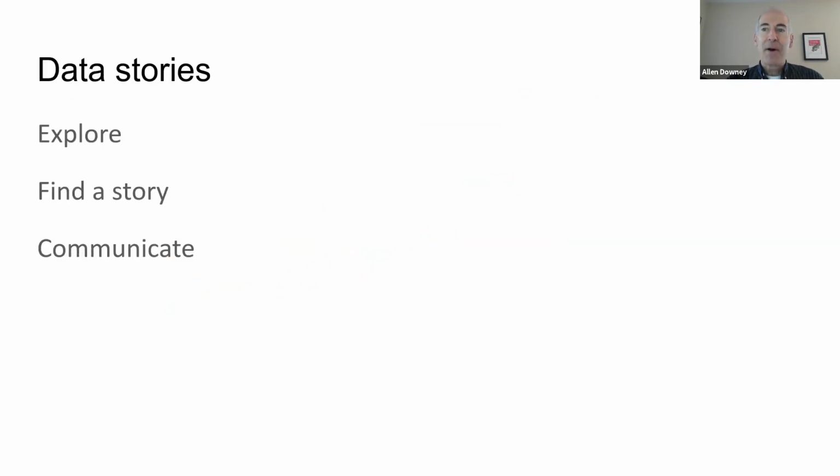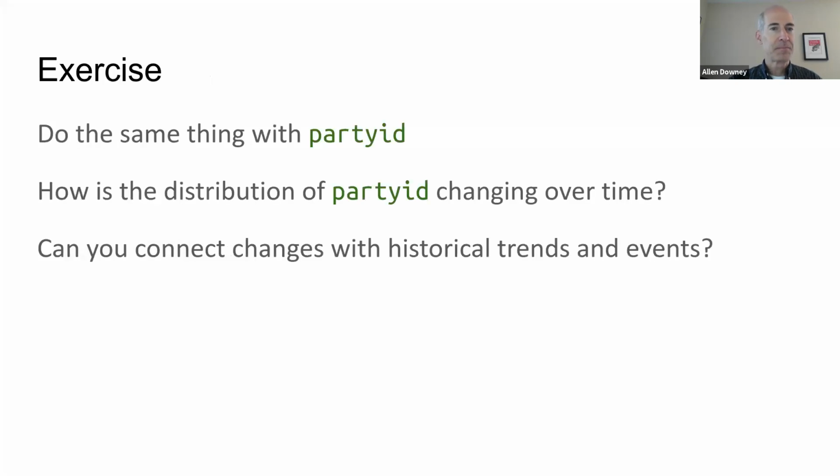One of the things I want to think about as we explore data is to identify what's the story, what's going on here, and how can we communicate it? Start to think about taking these preliminary results from the data and starting to articulate them. The exercise in the notebook gives you a chance to do the same thing with party ID that we just did with ideology, and see, first of all, how those distributions are changing over time. Does the number of Democrats or Republicans increase or decrease? And whether we can see any connections between those changes and things that were happening in the world.